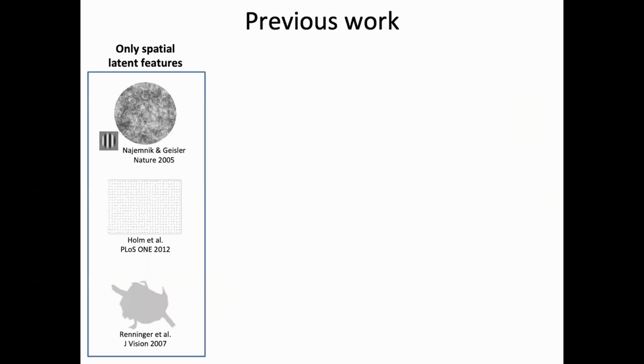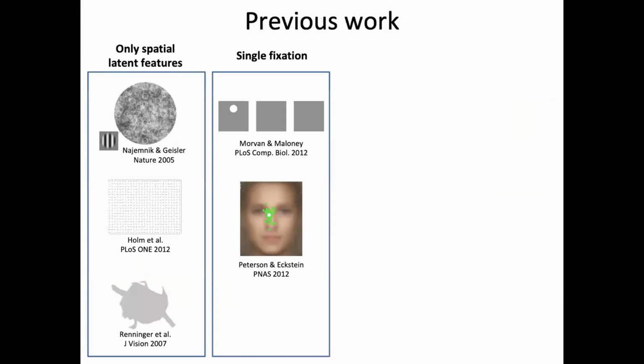Previous works have mostly studied active sensing where the latent feature of interest is only spatial. Examples include, firstly, simple visual search tasks, secondly, object localization tasks, and thirdly, shape memorization tasks. Other works have studied active sensing where the task allowed only one fixation. Examples include searching for a hidden target or face recognition. We want to study active sensing in more natural tasks.